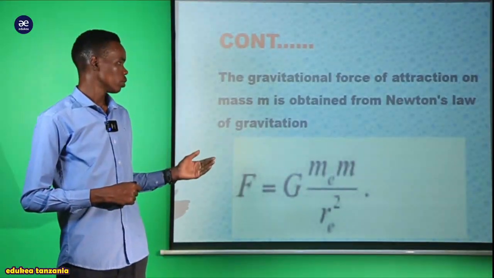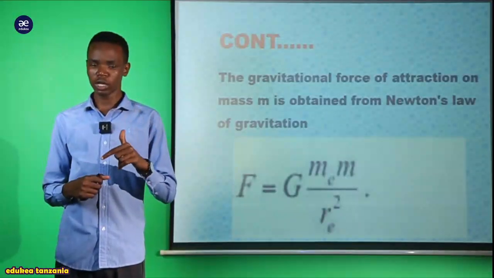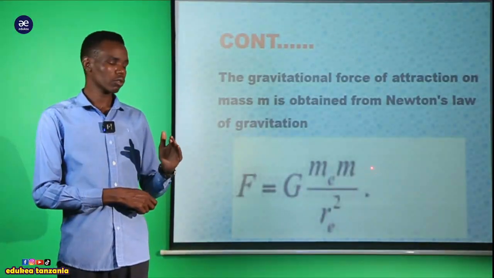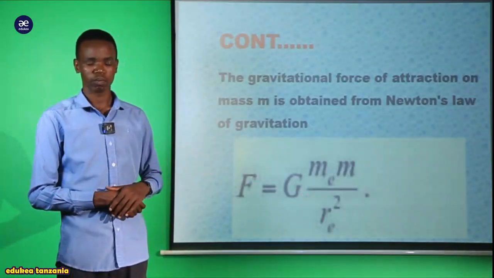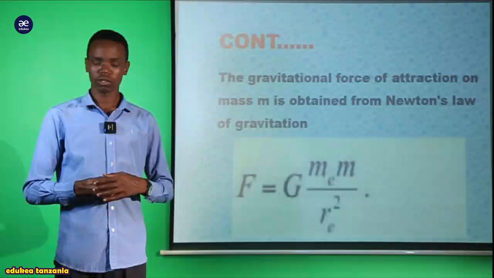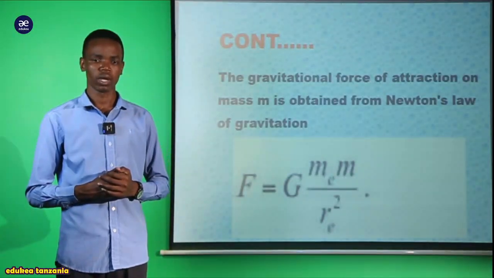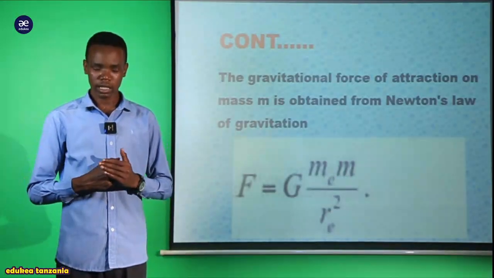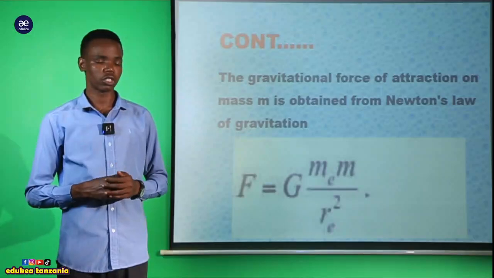Now we should obtain that the force of attraction, when we reduce the direct proportion, must be equal to G, the universal gravitational constant, times the mass of the Earth, then we multiply it by the mass of an object, then we divide it by the radius of the Earth. That is how we can introduce the force of attraction.